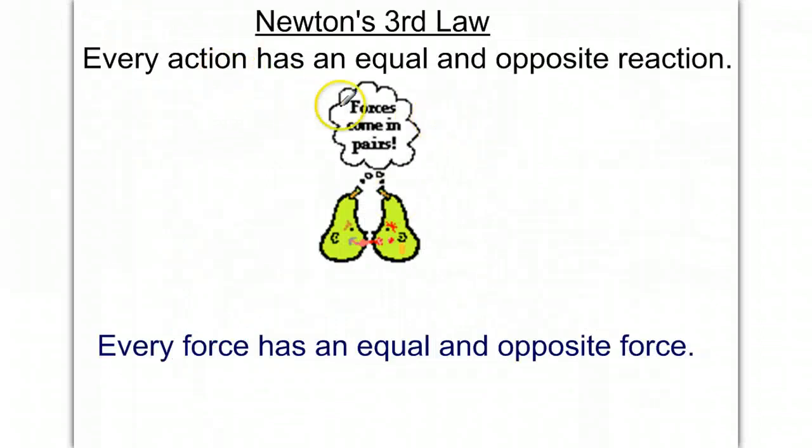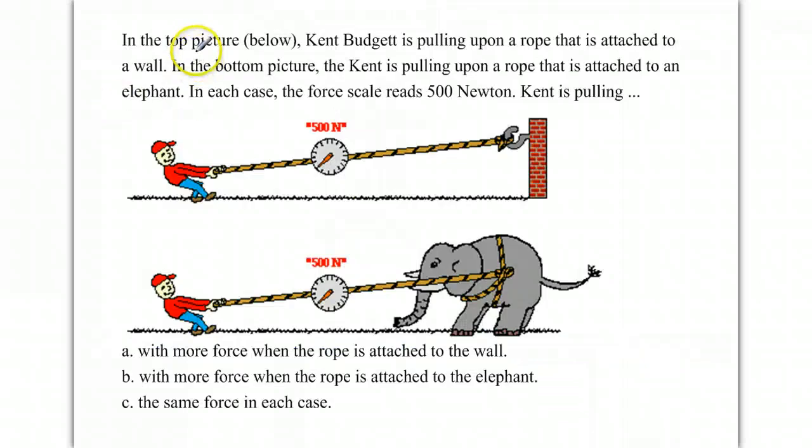Newton's third law: every action has an equal and opposite reaction, so forces come in pairs. So every force has an equal and opposite force. Here's an example. In the top picture, Kent is pulling upon a rope that is attached to a wall. In the bottom picture, Kent is pulling upon a rope that is attached to an elephant. In each case, the force scale reads 500 newtons.